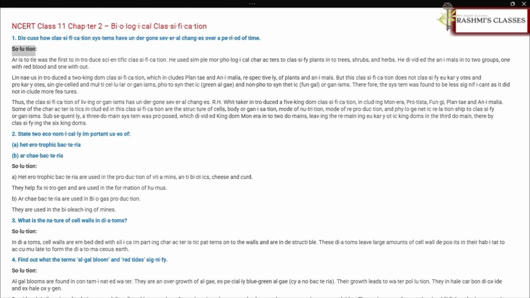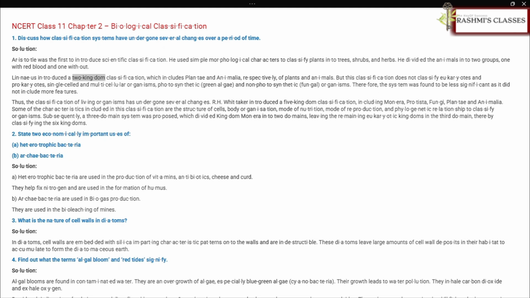Solution. Aristotle was the first to introduce scientific classification. He used simple morphological characters to classify plants into trees, shrubs, and herbs. He divided the animals into two groups, one with red blood and one without.